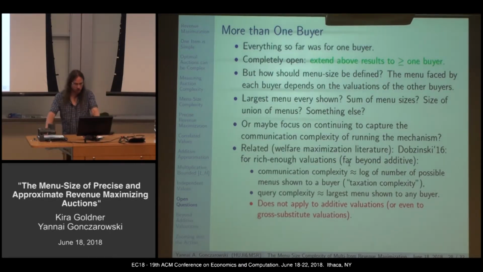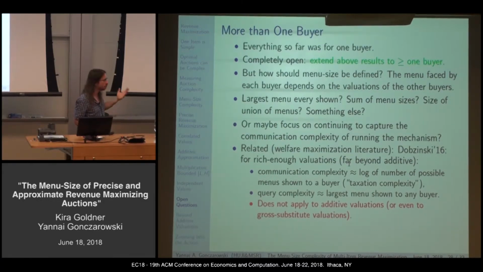In this sense, it's worth mentioning a related paper of Shahar Dobzinski from, I forget if it's STOC '16 or FOCS '16, within the context of welfare maximization, so not revenue, but welfare. But what he shows, he shows this for welfare, but it's true in any context. For rich enough valuations, and additive, the communication complexity is, up to polynomial factors, the log of the number of possible menus ever shown to a buyer.